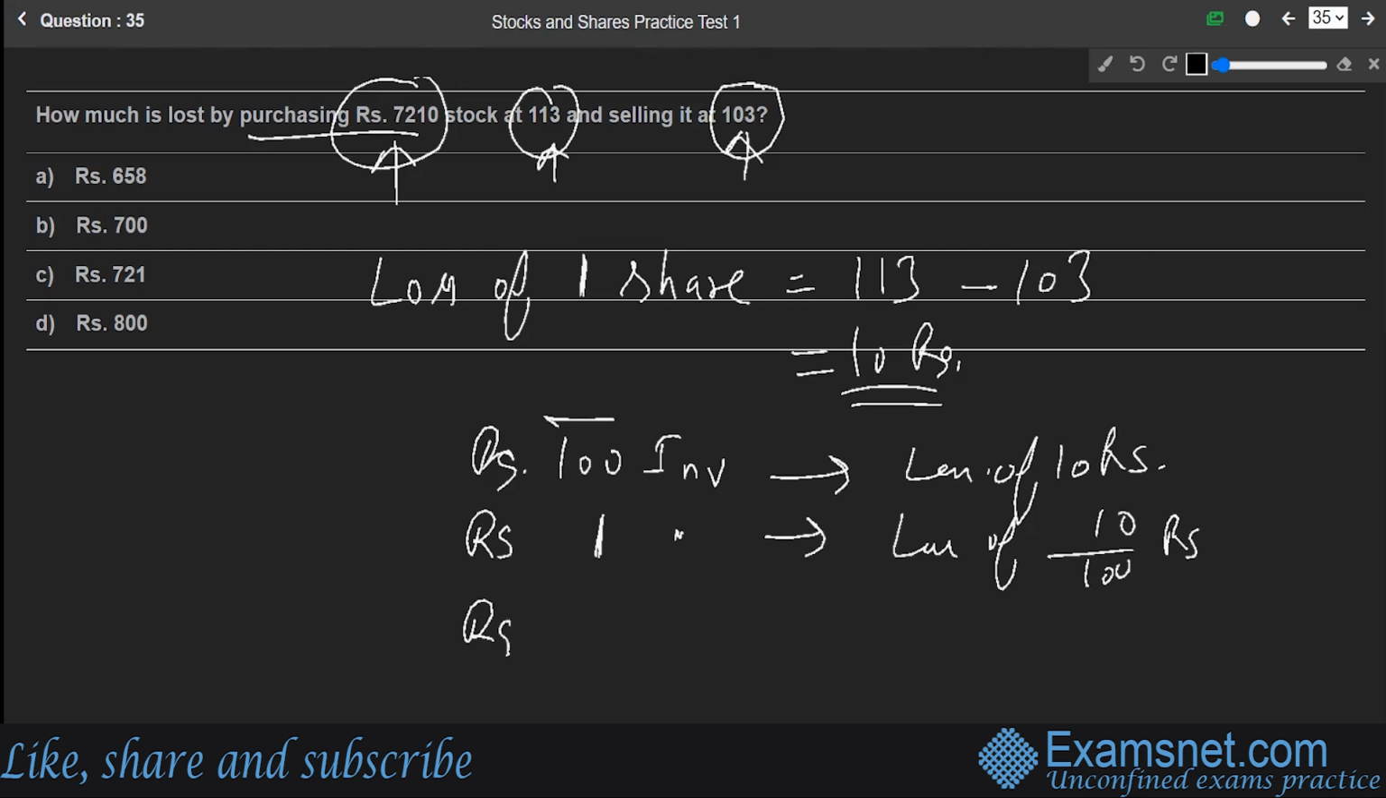Money invested is 7,210. So a rupees 7,210 investment would have cost a loss of how much? It is 10 by 100 into 7,210. This is how we can find it out.